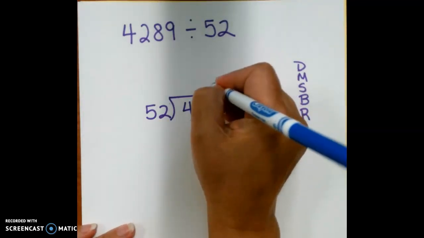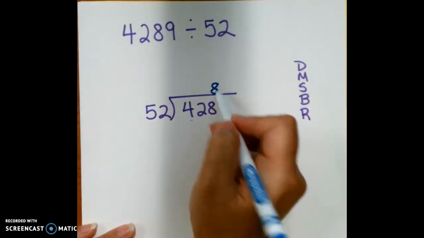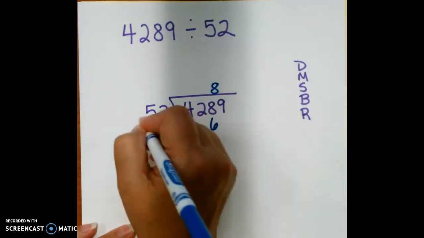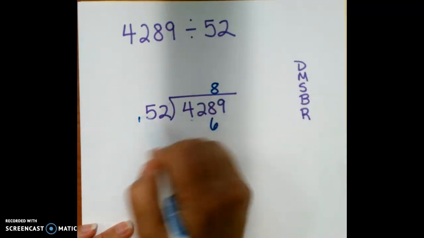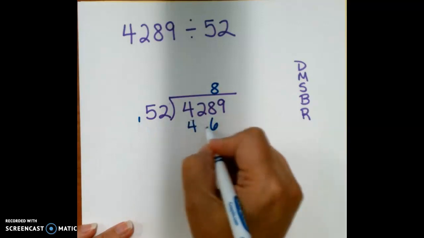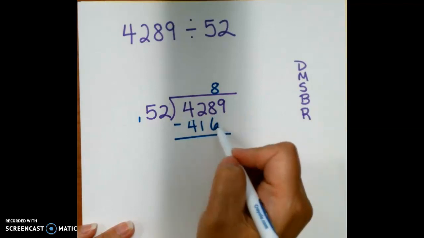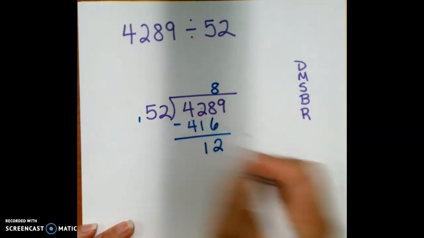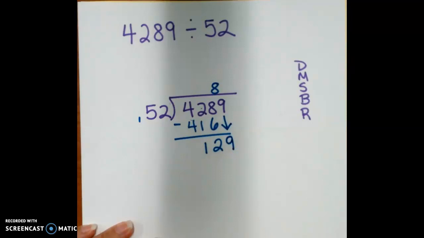Well, I know that 50 could be multiplied times 8 and get 400, so I'm going to start there with my dividing and say that I can make 8 groups of 52. 8 times 2 is 16. Write down my 1 over there so I don't lose it, and then 8 times 5 is 40, plus 1 more is 41. When I subtract, 8 minus 6 is 2, 2 minus 1 is 1, 12 is less than 52, so now I can bring down my 9. How many groups of 52 can I make out of 129?